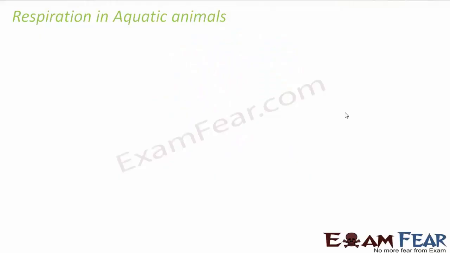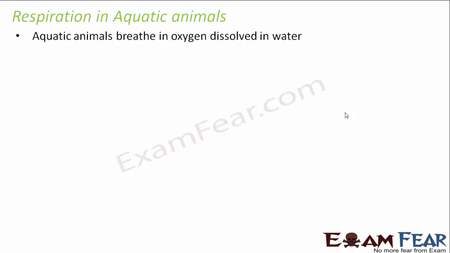So let us now start talking about respiration in animals. Let us start with the aquatic animals. How respiration happens in case of animals which live in water. So aquatic animals breathe in oxygen dissolved in water. Normally in case of plants, what did we see? That they utilize oxygen or carbon dioxide present in the atmosphere. Right? But for aquatic animals, those who are living in water, they need to utilize oxygen.